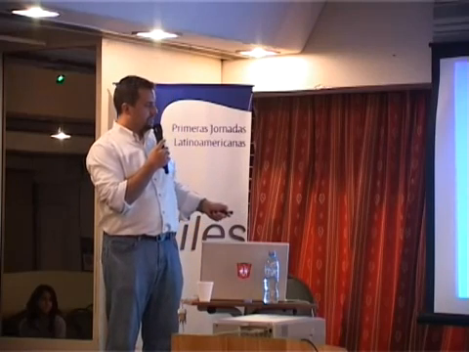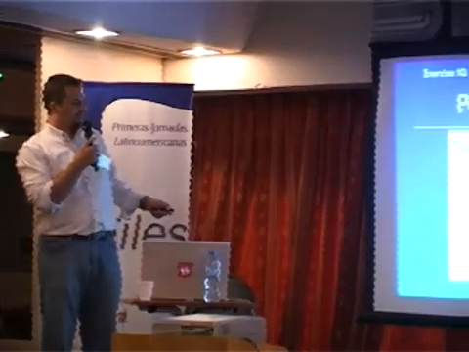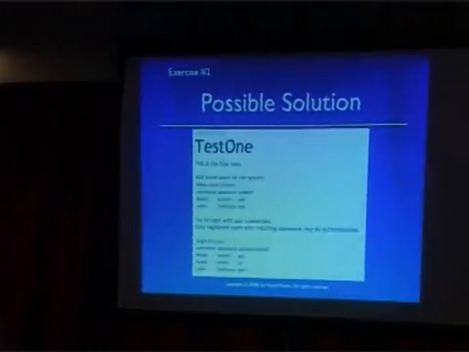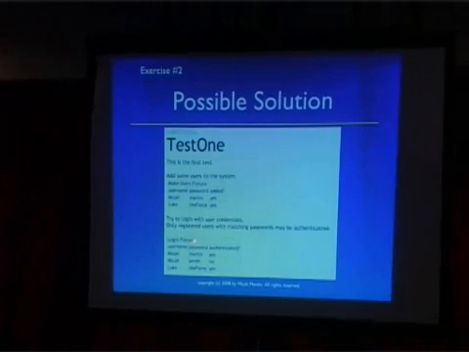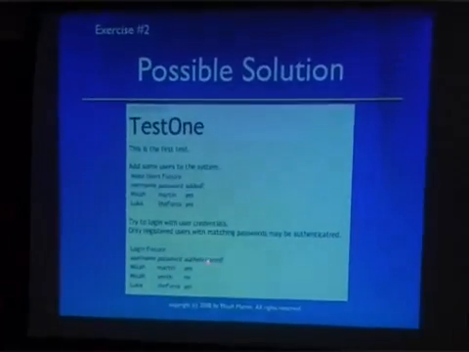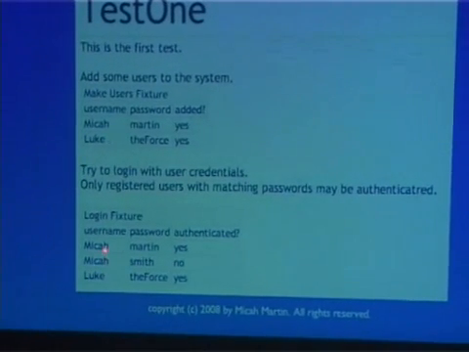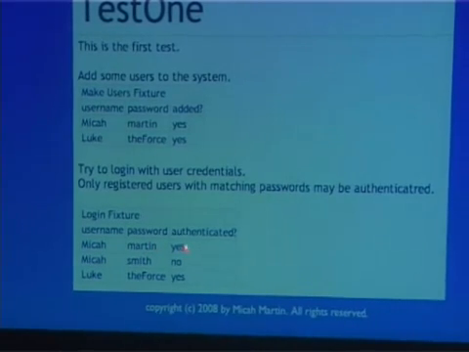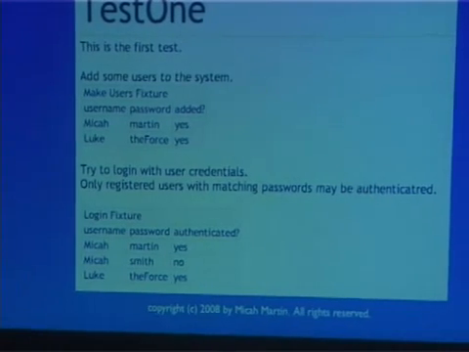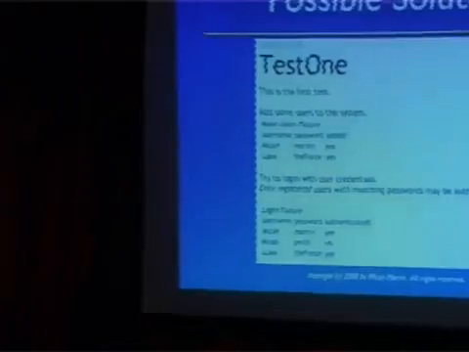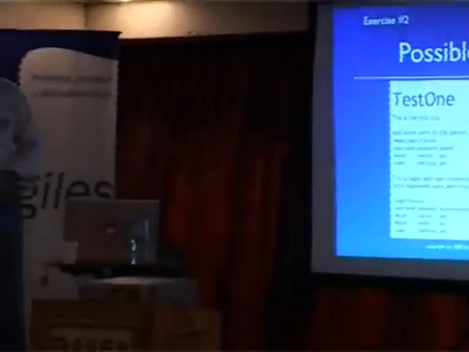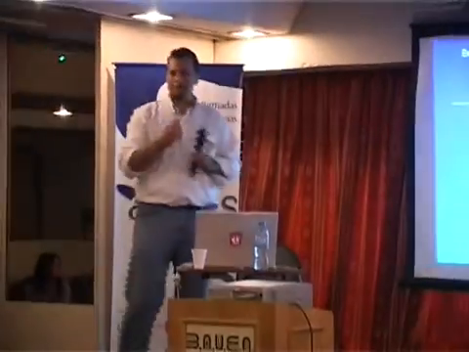Now, we'll try to log in with user credentials. Only registered users with matching passwords may be authenticated. We have a new fixture called Login, and it has similar columns, so username, password, and authenticated. So now we're going to provide a username and a password and ask if the user is authenticated. So username Micah, password Martin, authenticated, should return yes. Username Micah, password Smith, should return no. That's the wrong credentials. And we use Luke, the force, and that should be authenticated. So that's an example of how you might write that test using tables with Fit. Any questions there?